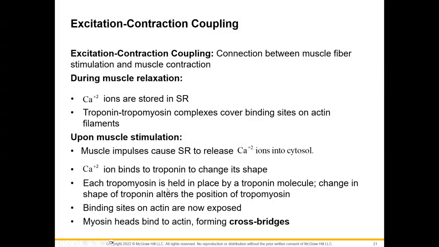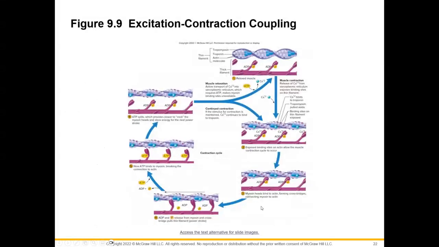And then each tropomyosin is held in place by a troponin molecule. What happens then is you get a change in the shape of the troponin, altering the position of the tropomyosin. The binding sites on actin are now exposed, and the myosin heads can bind to the actin, which causes a cross bridge.